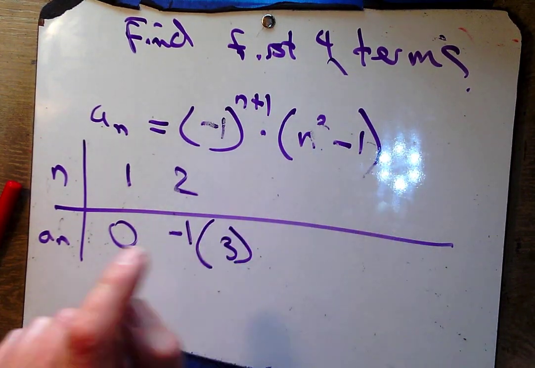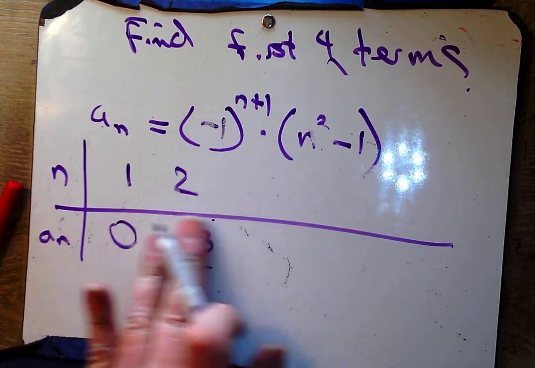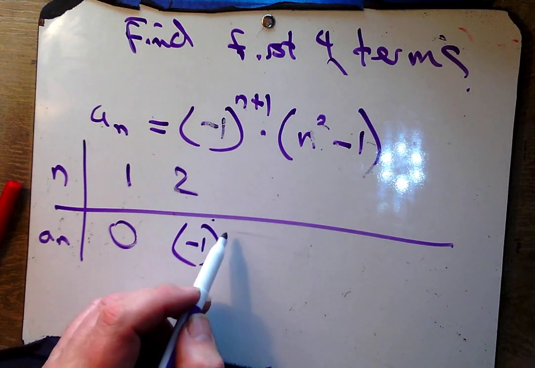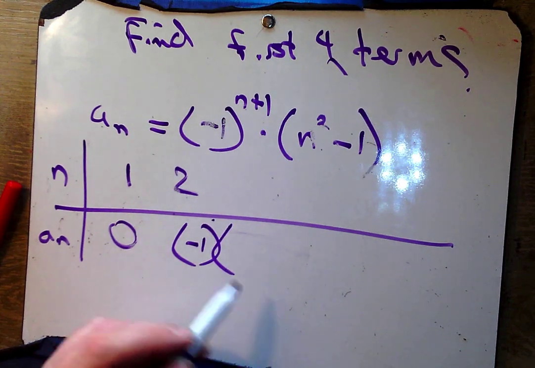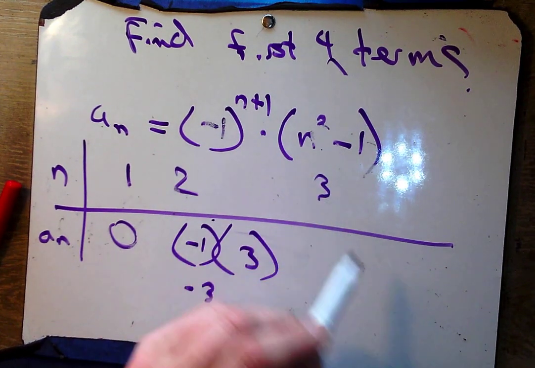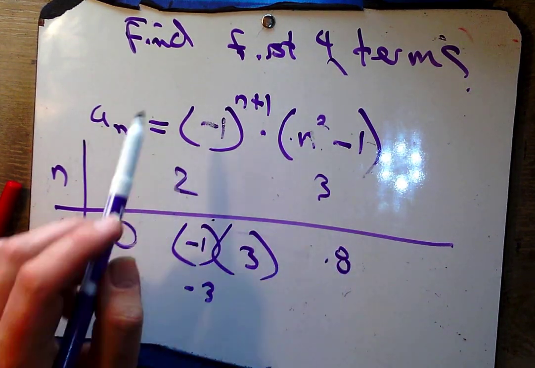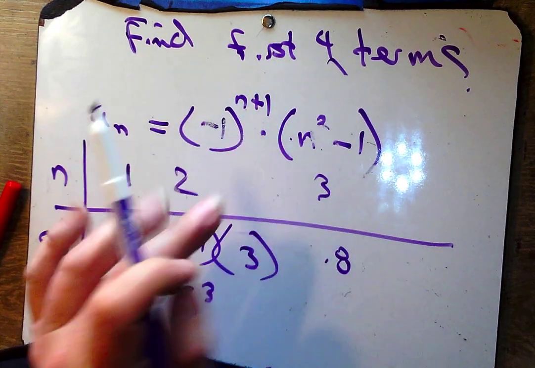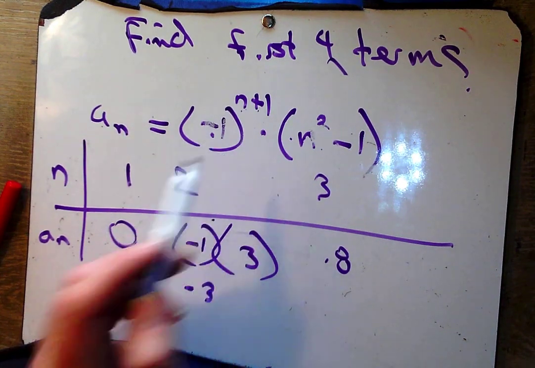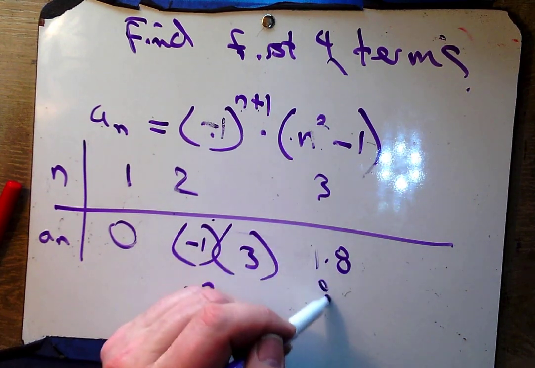Because we plugged in a 2. And so you might want to write that as negative 3. I'd be okay with you writing it as negative 1 times 3, but yeah, I agree, negative 3 is better. If I plug in a 3 for n, 3 squared is 9, 9 minus 1 is 8. And what about plugging in a 3 over here? Well, 3 plus 1 is 4, and negative 1 times negative 1 times negative 1 times negative 1, that's going to end up being positive 1. And so I get positive 8 there.